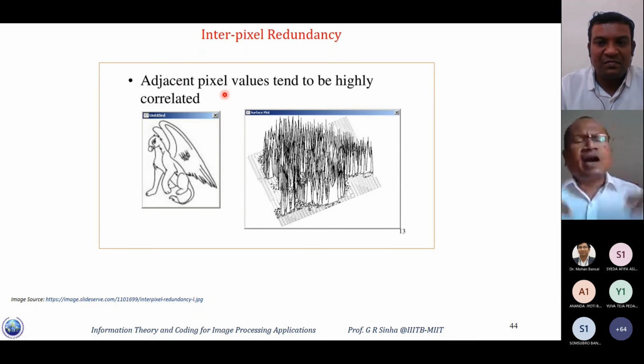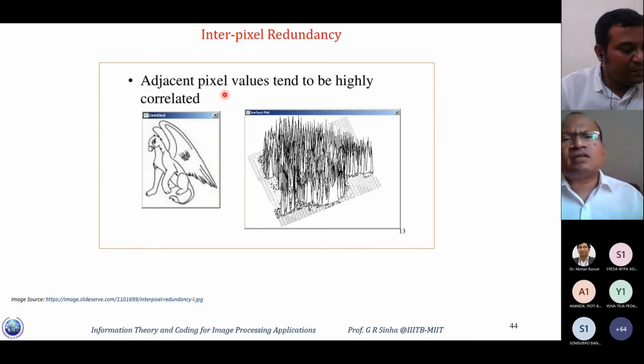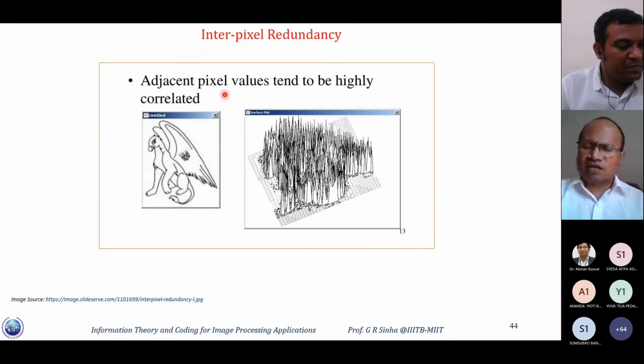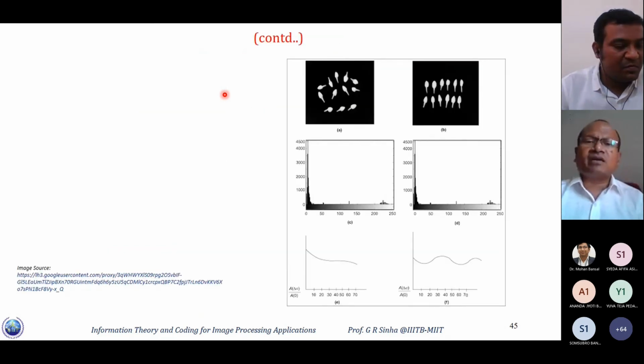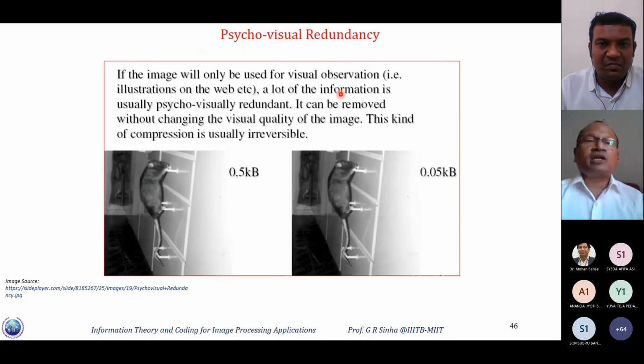So why assign codings to all pixels? We can choose a particular pixel in a particular manner. Like this is another example where your histogram is almost the same. It means the adjacent pixels have correlation.